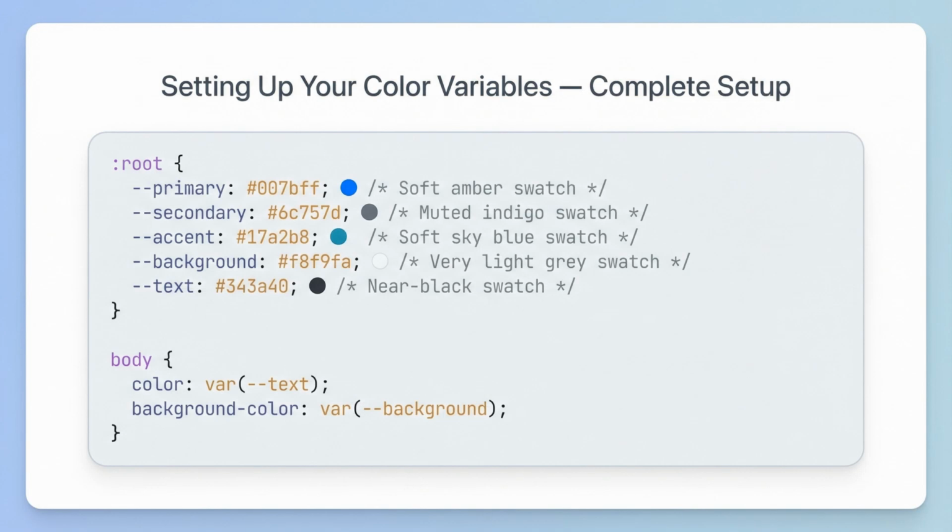Here's what a complete color variable setup looks like in practice. You define all your theme colors inside :root at the very top of your style sheet. Then, in the body rule, you apply the background and text colors using var. Primary and secondary colors are reserved for components like buttons, headings, and interactive elements deeper in the page. This gives you a fully organized, maintainable color system from the start.